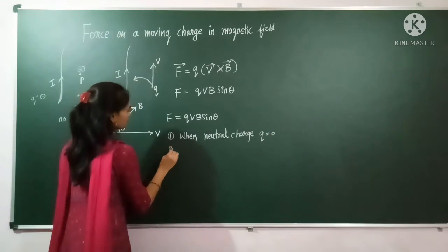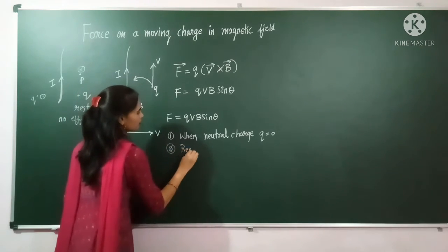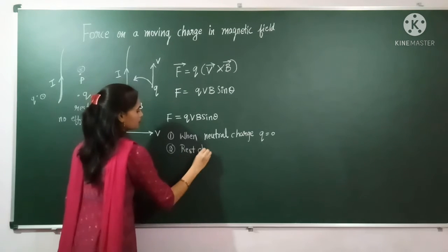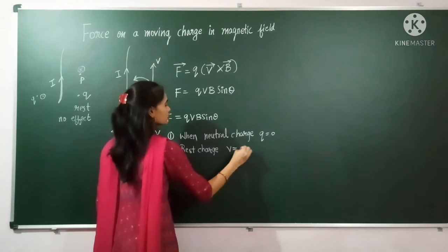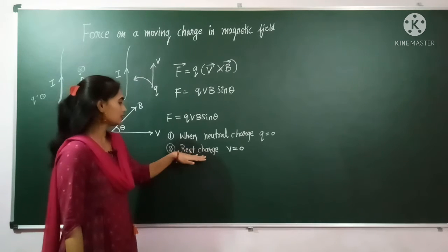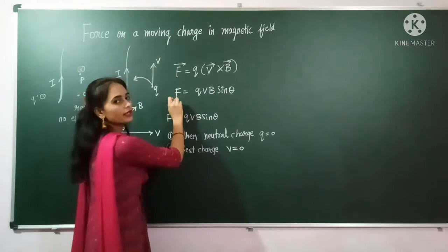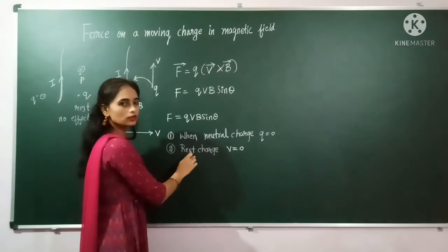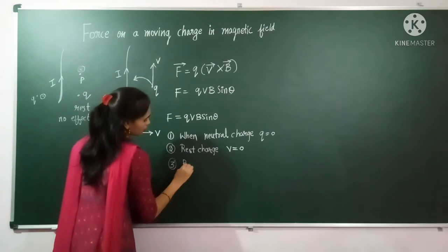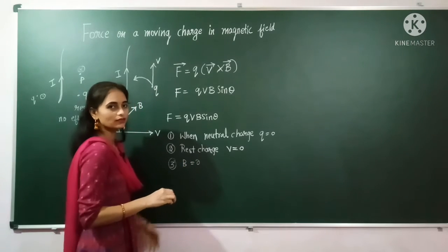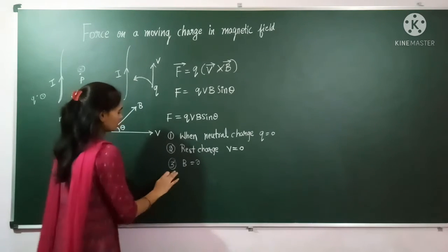And next, second case, rest charge. In rest charge, your velocity will be 0. If the charge is at rest, meaning it does not have velocity, then V is equal to 0. If you substitute this value here, then the force becomes 0, meaning in this case also the force becomes 0. And next, third, B is equal to 0, meaning if there is no magnetic field, then there will be no force. If the magnetic field is not present, the magnetic force is also 0. This is the third case.